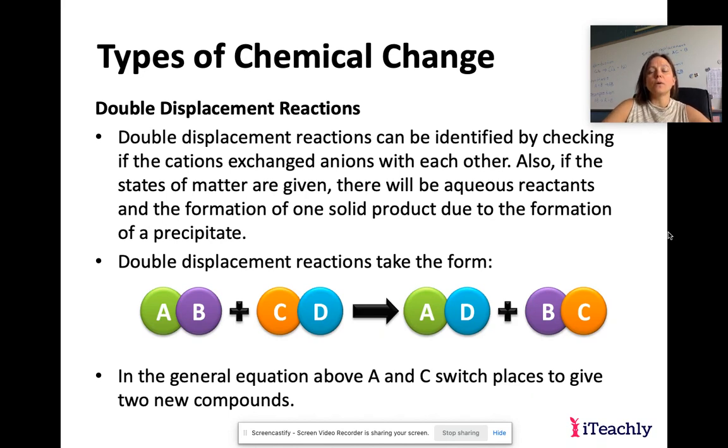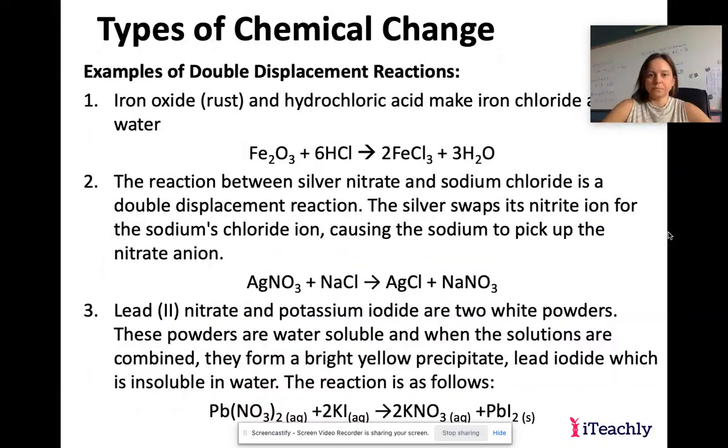Also, the states of matter are usually given. So we would say, okay, this is a particulate, or this is aqueous. So in these, we usually will have an identification of what state of matter they're in when we have a double replacement. So here we have some examples.